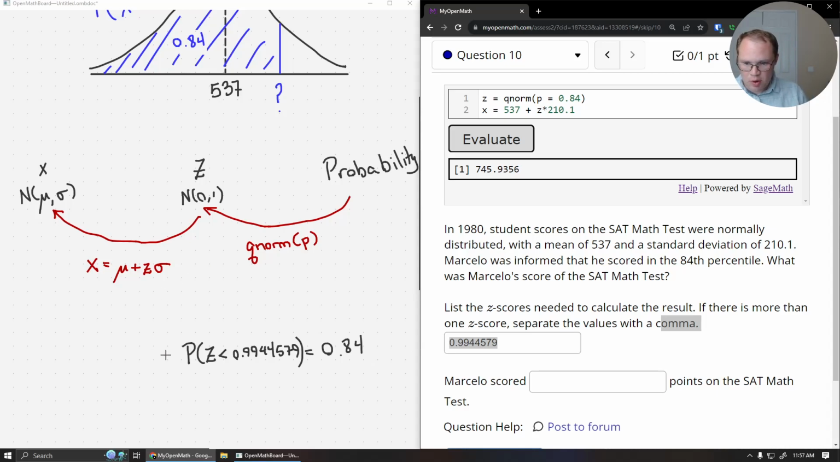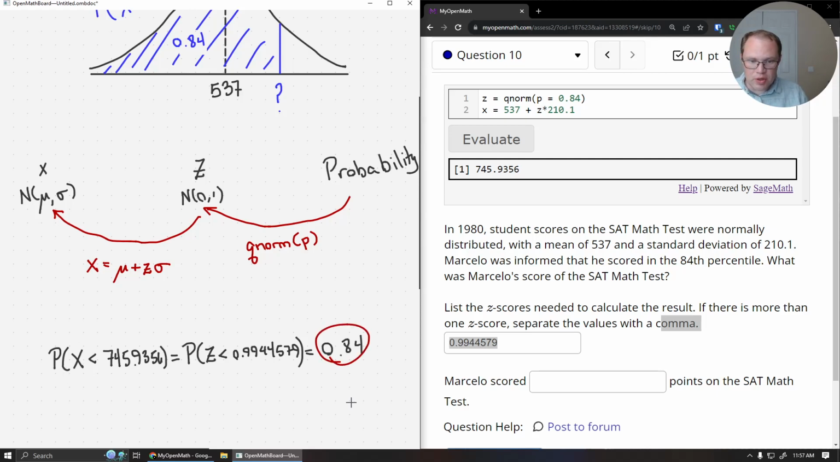That's the value, 745.9356, so that the probability that a random score is less than that is 0.84. That is, this is the 84th percentile of the SAT math scores.